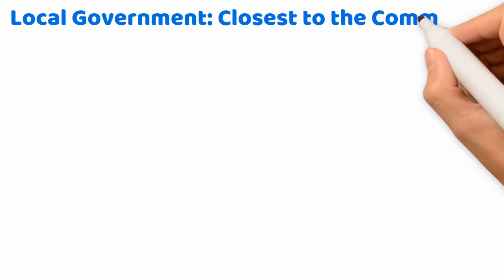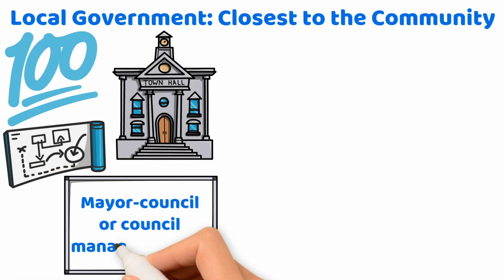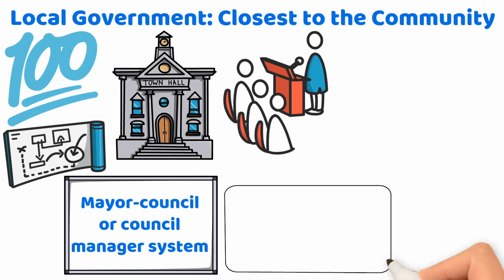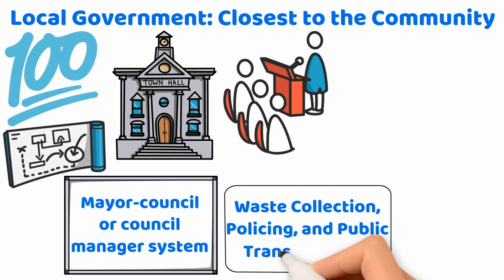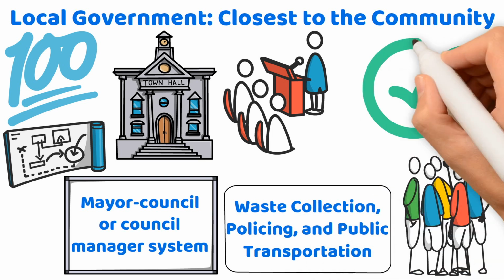On the most accessible level, we have local government. The structure here can vary significantly, but often includes a mayor-council or council-manager system. Local governments deal with day-to-day community services like waste collection, policing, and public transportation. Their direct impact on citizens' daily lives makes them a crucial layer of governance.